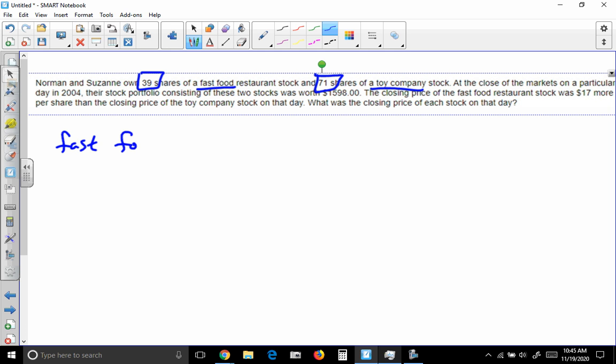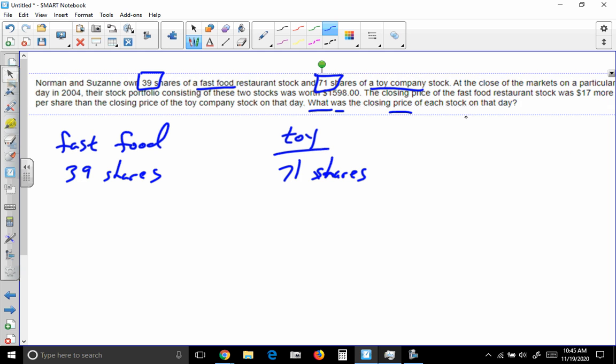Make the notes. Fast food. We have 39. Toys. We have 71 shares. Now that's just how many we have. That's not their value. We're actually looking for the price of each stock. We want to know how much it costs.